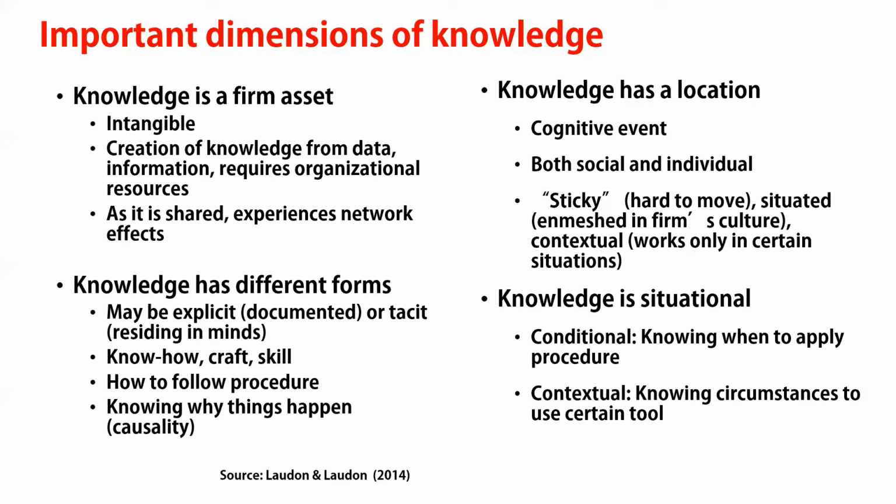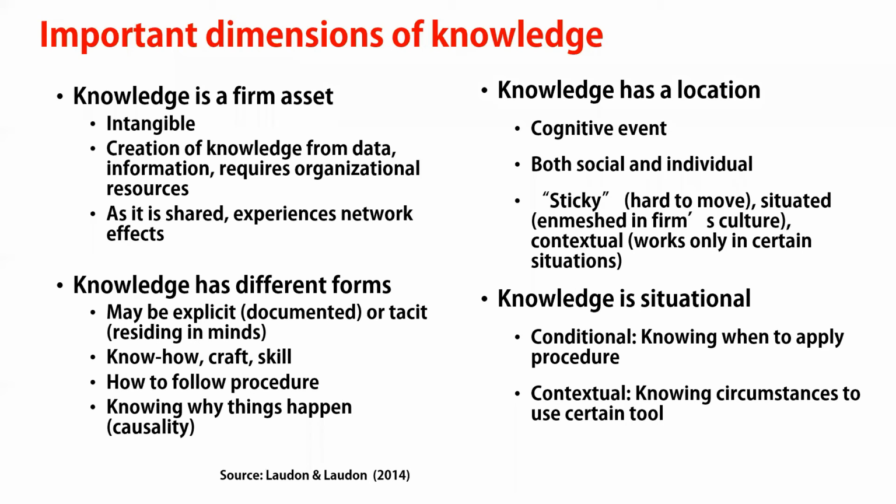Knowledge can also have different kinds of classification, like sticky, situated, contextual. We accept that knowledge is situational, conditional, knowing when to apply a procedure, and contextual, knowing the circumstances to use a certain tool. For example, a brain surgeon doing an operation has to apply conditional knowledge to know what kind of procedure to run. So this is the aspect that we must recognize about the dimension of knowledge.